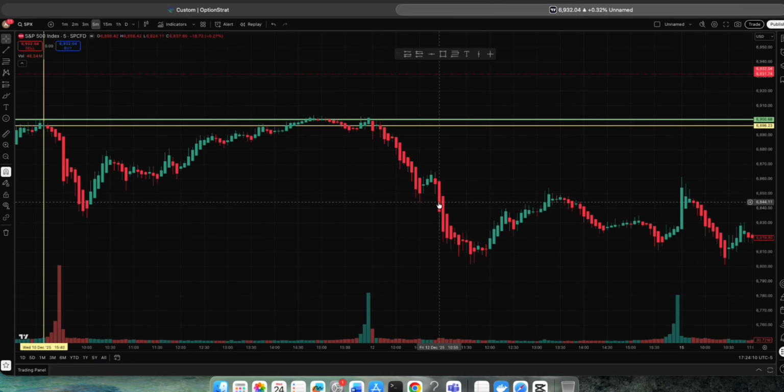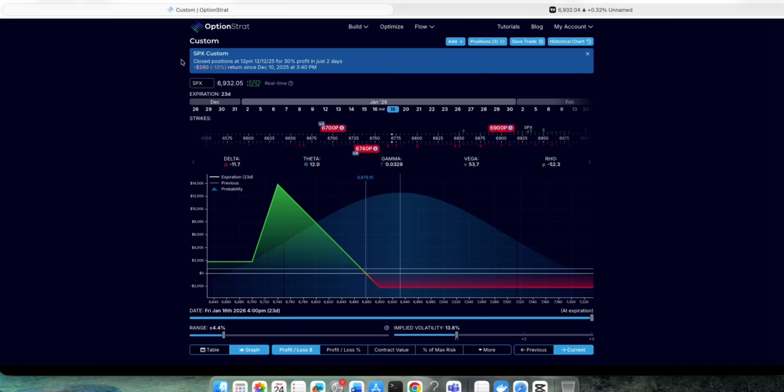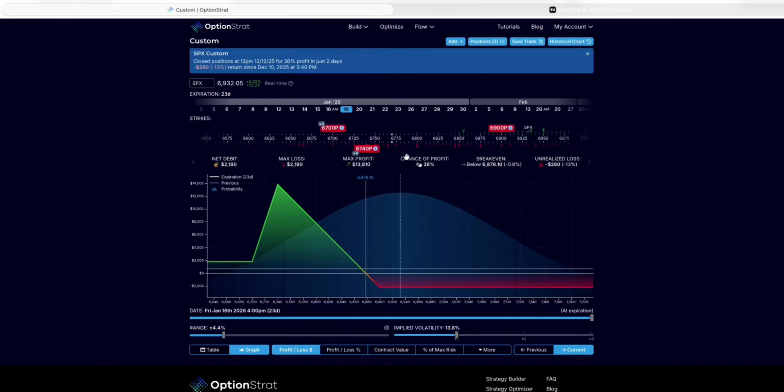On December 12th, SPX continued drifting lower and started hovering around the 6,800 level. At this point, my position was up 30 to 35%. SPX wasn't breaking below 6,800 and the price action was slowing down. That told me the move was losing steam. So I followed my plan and closed the trade for a 30% profit.